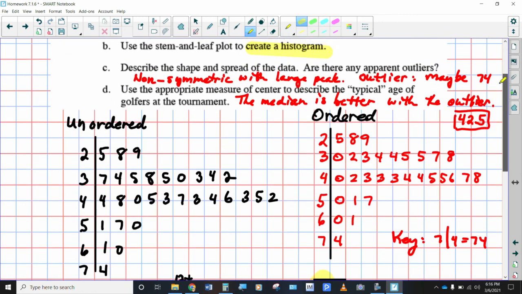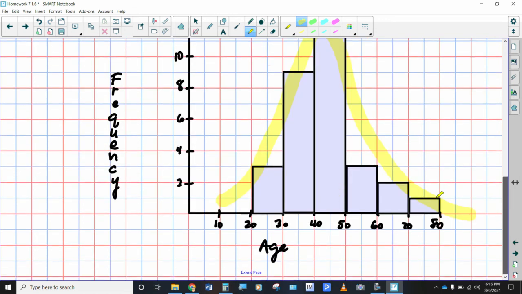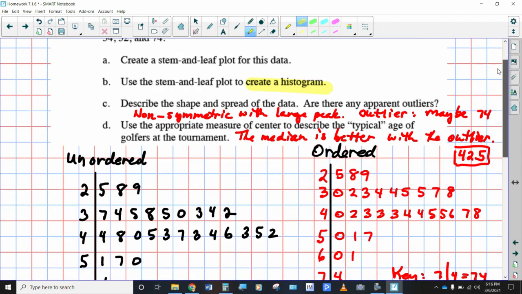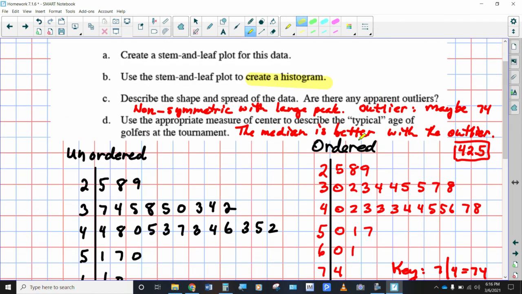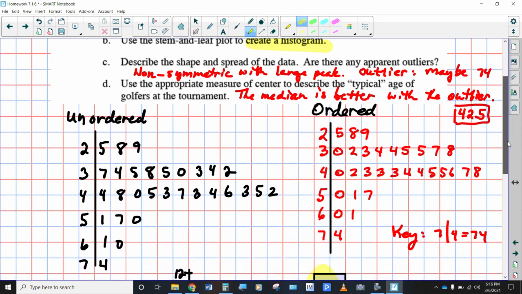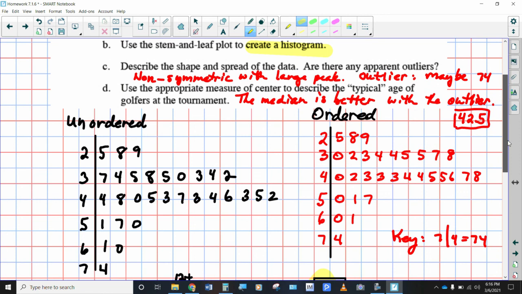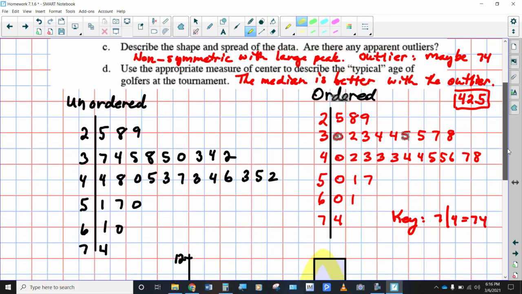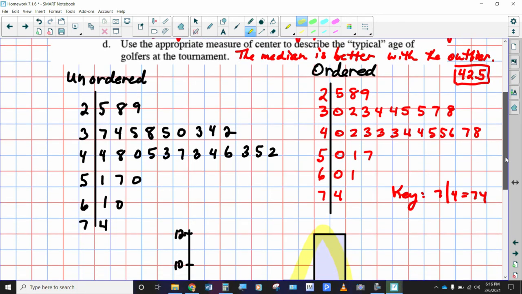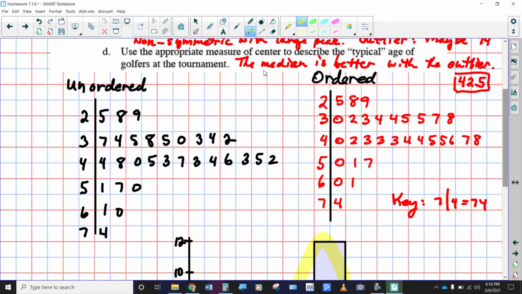Not perfect, so technically it is non-symmetric, but it's trying to. There is one large peak, and we might suggest that the 74-year-old is an outlier. I don't know that it truly is. It's not like you had a 100-year-old with a bunch of teenagers playing. And then the median would be the better average to use, because if we assume that there's an outlier, it's going to be more accurate. So how do you find the median from all of this?